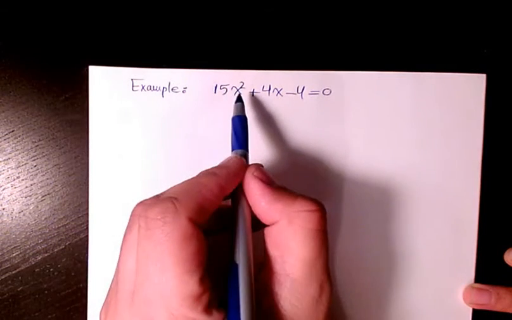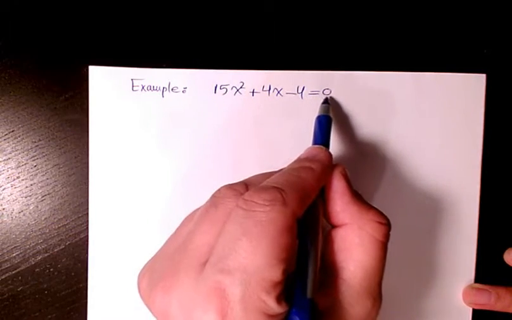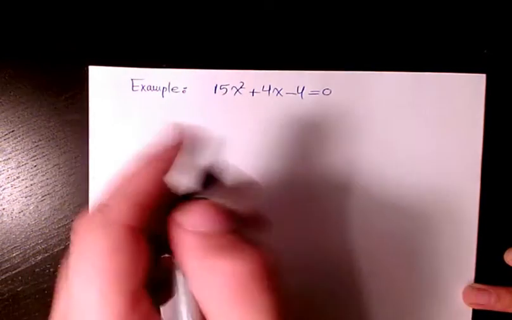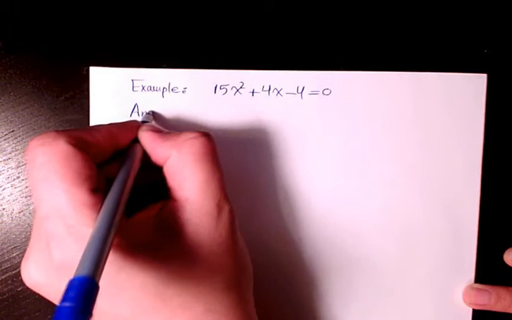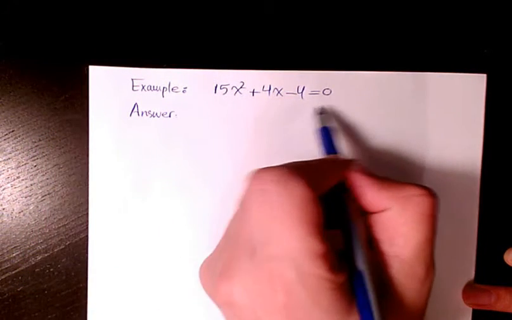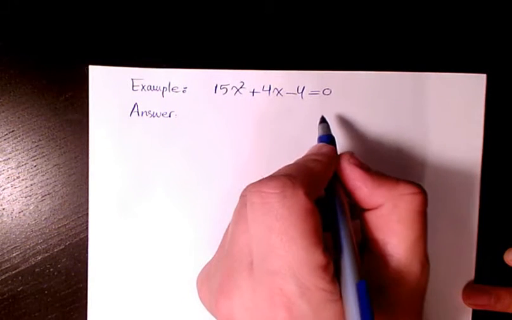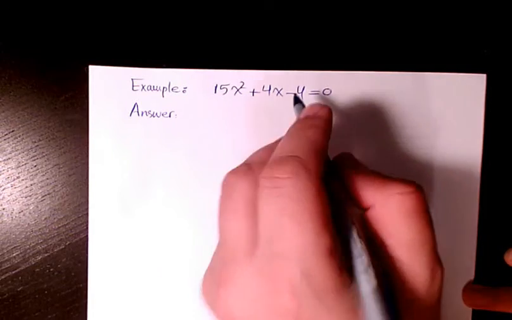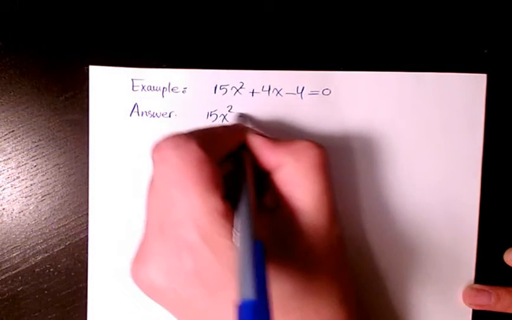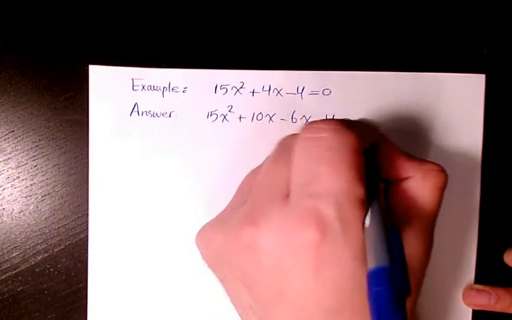The first example here, I have 15x squared plus 4x minus 4 and I want to solve it. The answer is going to be: 15 times negative 4 is negative 60, and here we have 4. So for negative 60, we have positive 10 and negative 6. So we have 15x squared, positive 10x and negative 6x minus 4 equals 0.